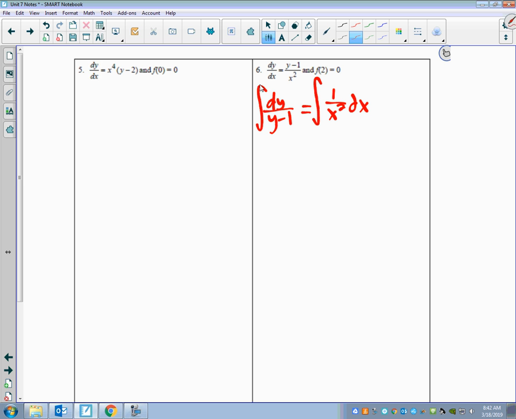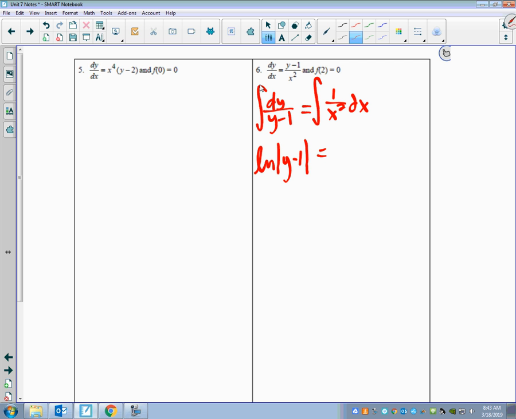So when you have like 1 over y minus 1, what would be the antiderivative of that? ln, right? Because the derivative of ln of u is 1 over u, or u prime over u. Since this is just y minus 1, it would be ln of y minus 1. Does it make sense why I put the absolute value bars in there? Did I tell you why I put the absolute value bars in there? Yeah, but I don't remember.